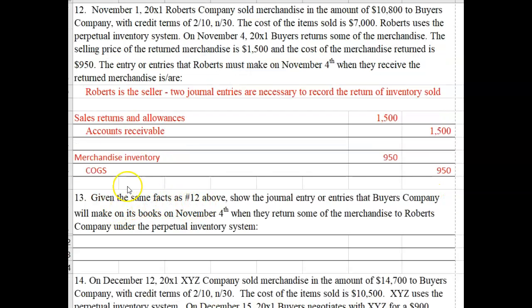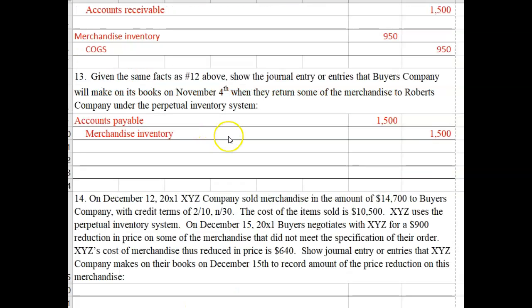Given the same facts as number 12 above, show the journal entry or entries that Buyers Company will make on its books on November 4th when they return some of the merchandise to Roberts Company under the perpetual inventory system. When the purchaser returns merchandise inventory, their journal entry is only one entry, and it's a debit to accounts payable, $1,500, and a credit to merchandise inventory, $1,500.